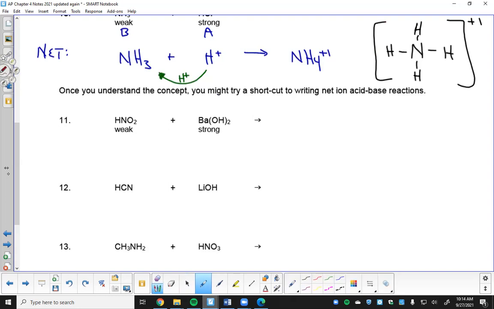So let's look at this one. Weak acid, I know because there's hydrogen out in front. Strong base, it's an alkali metal hydroxide.